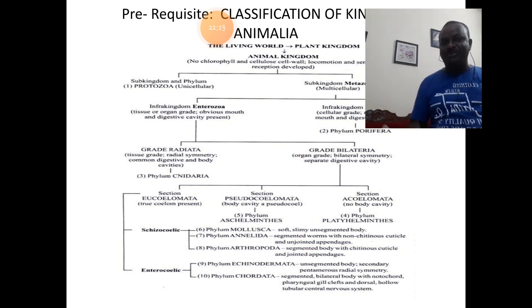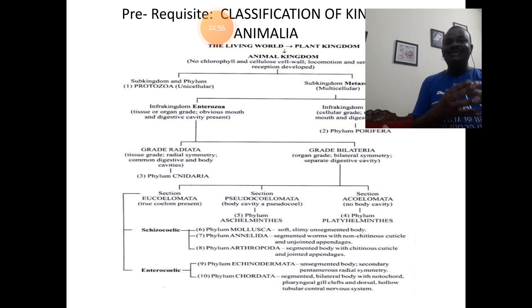I want to stop here, because this is the aspect that I wanted to teach you for this particular semester. Phylum Platyhelminthes, phylum Nematoda, and phylum Annelida. These are the three phyla that I am going to teach you this semester. So to introduce these three phyla in the classification of kingdom Animalia, I just wanted to give this gist.